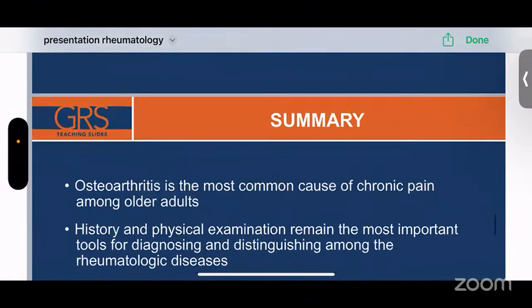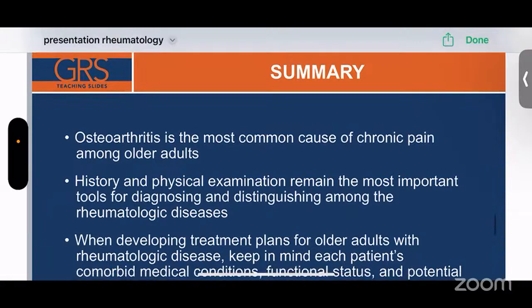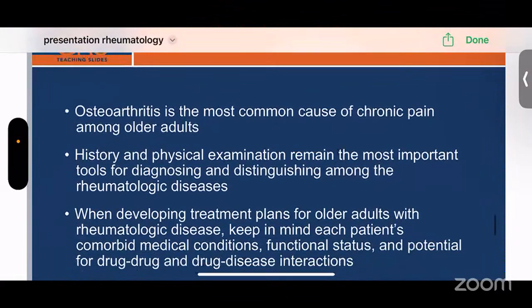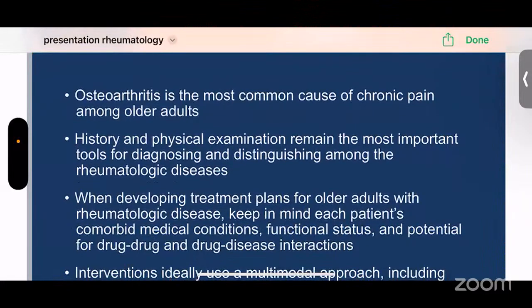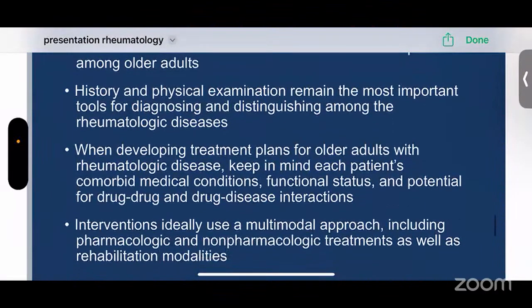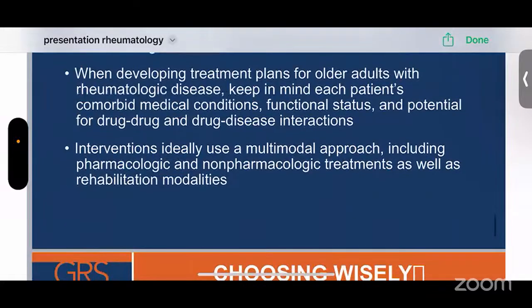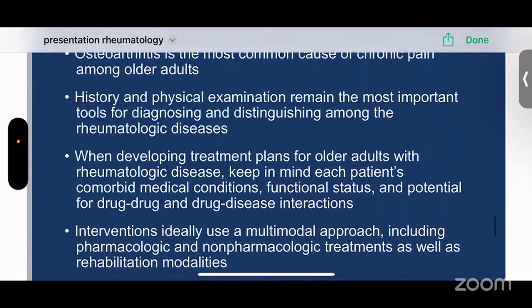So in summary, osteoarthritis is the most common cause of chronic pain among older adults. History and physical examination remain the most important tools for diagnosing and distinguishing among the rheumatological diseases. When developing a treatment plan for older adults with rheumatological disease, keep in mind each patient's comorbid medical conditions, functional status, and potential for drug-drug and drug-disease interactions. Interventions ideally use a multimodal approach, including pharmacological and non-pharmacological treatment, as well as rehabilitation modalities.